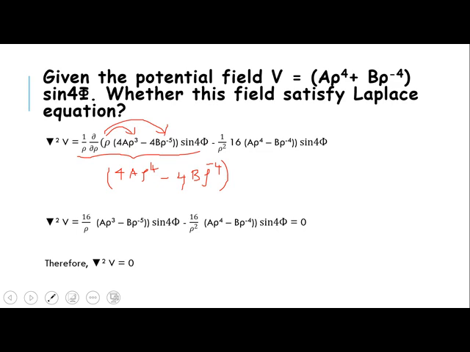You can practice similar problems on potential fields to check whether they satisfy Laplace equation. Any doubts, you can ping me or you can comment. It is worth my time.